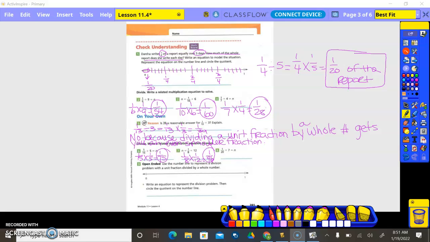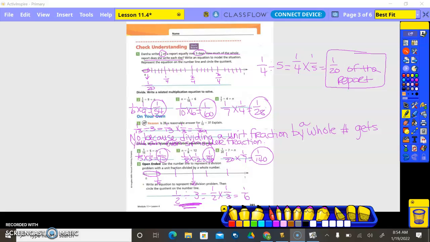Okay. Next one, what am I going to write? 1/20 times, and then 7, the reciprocal of it is 1/7, so it equals 1/140th. Okay.